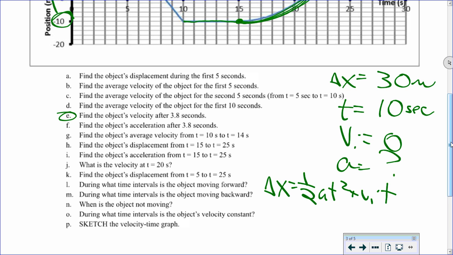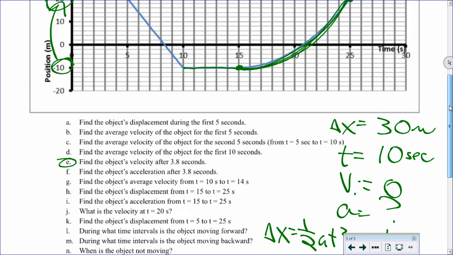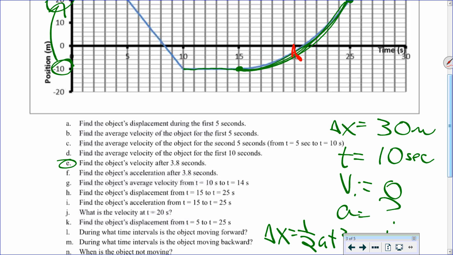All right. J says, what's the velocity at 20 seconds? So J wants to know the velocity right here, 5 seconds after this. So now we're looking at a new time interval. For that red time interval, the stuff I know is my initial velocity, 0. I know my acceleration, because I just found it in the previous part. It turned out to be 0.6. And I know my time is 5 seconds.